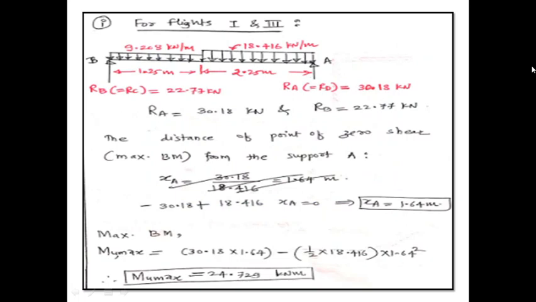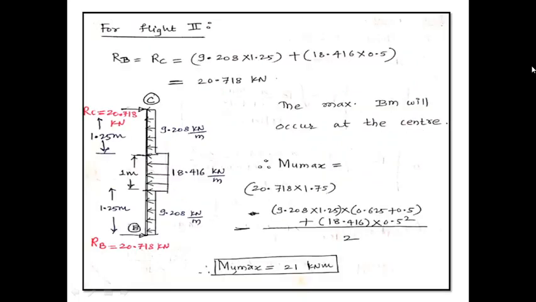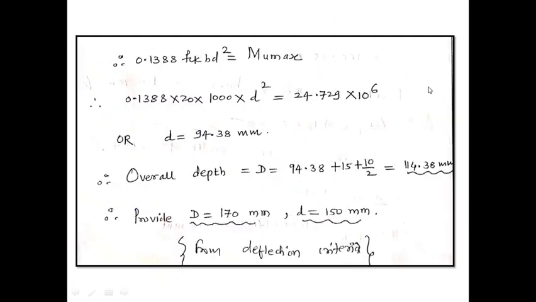Out of 24.729 kilonewton meter and 21 kilonewton meter, the maximum one is 24.729 kilonewton meter, and therefore I am picking it. Instead of providing two different depths, we can provide the same depth by picking up the maximum value. So with 24.729, d is only 94.38 mm, and therefore overall depth is 114.38 mm.